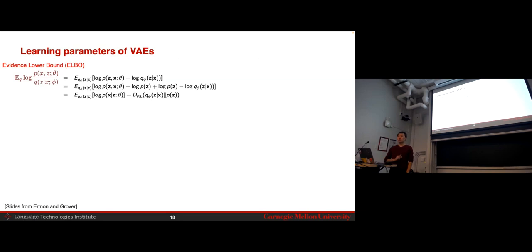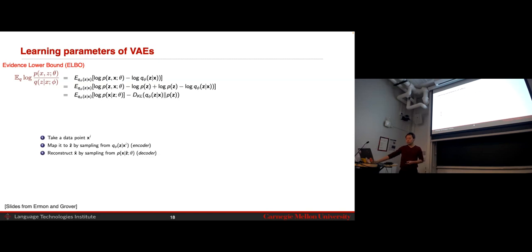This is the evidence lower bound that I started with. It's my expectation under my simple distribution Q of a log ratio between my complex distribution P over my simple distribution Q. I'm going to rewrite the division as a subtraction: log of P of X and Z minus log Q of Z given X. I'm going to do a subtraction of P of Z and an addition of P of Z. So these two terms go away because you're going to divide by P of Z. So you get log of P of X given Z with my parameters theta, and the second term becomes a KL between Q of Z given X and P of Z.